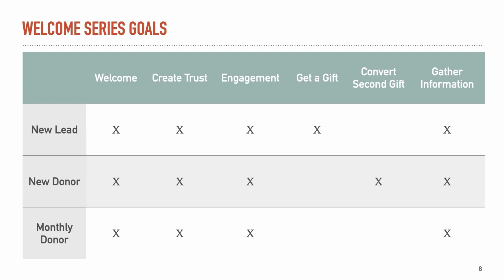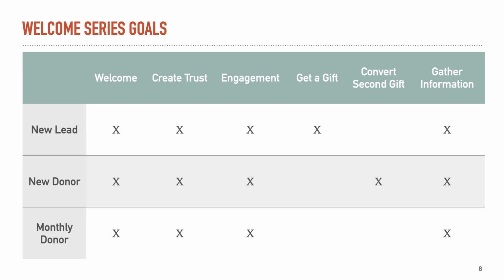There's opportunities for engagement. So you might want to have something that they can receive, something that can build a relationship with your organization, some action that they can take. For the new leads, you might want them to get a gift like receiving that ebook. For a new donor, you might want to convert them into a second gift. And then finally, with all these folks, you want to gather information.